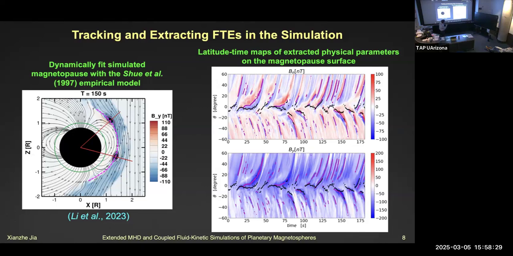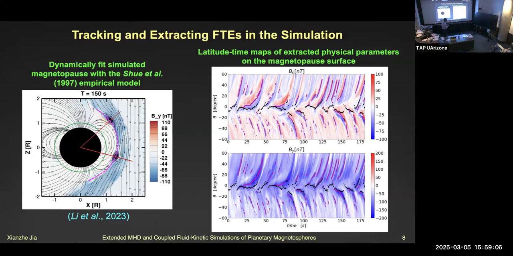For example, this one, you have a red band, you have a blue band. And the center of that is the core, the center of the FTE. So that's the pattern recognition technique we use to try to identify all these structures. All these magenta dots are the centers of the FTEs that we have identified. Each one of these corresponds to the center of a blue and red pair of BN. Okay, and the bottom panel shows the same results, except that the colors now show the core field, the axial component of the magnetic field.